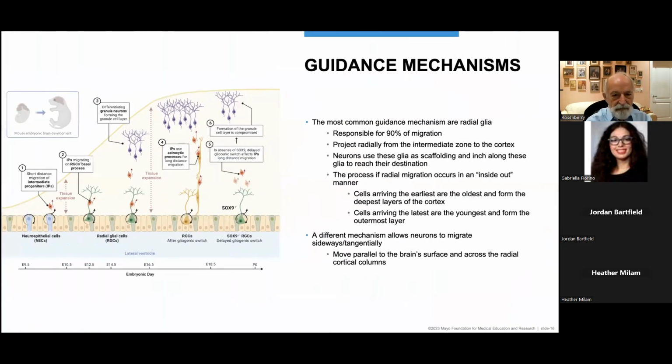Guidance mechanisms. The most common guidance mechanism are radial glia, responsible for 90% of migration. They project radially from the intermediate zone to the cortex.